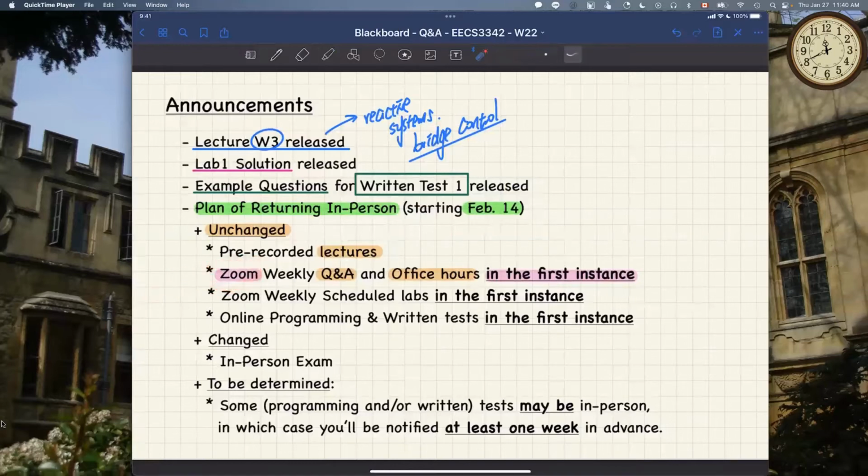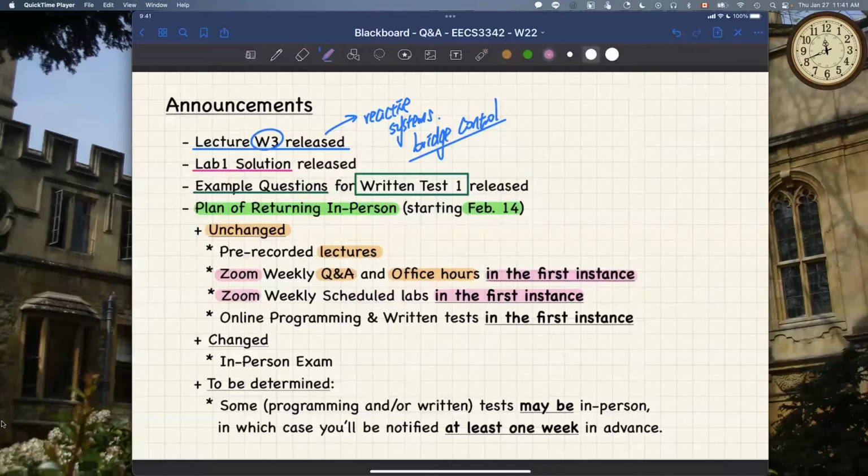Okay. And about your weekly scheduled labs, they will also be Zoom in the first instance. I think your TAs said they actually have no preference as to offering the lab either in person or over Zoom. I'll confirm with them once more soon. Maybe they changed their mind. I don't know.